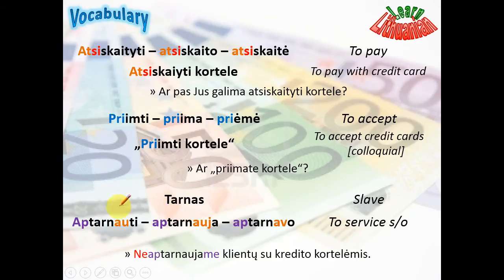And this word comes to this verb, to service someone. Aptarnauti, aptarnauja, aptarnavo. We don't service clients with credit cards: neaptarnaujame klientų su kredito kortelėmis.